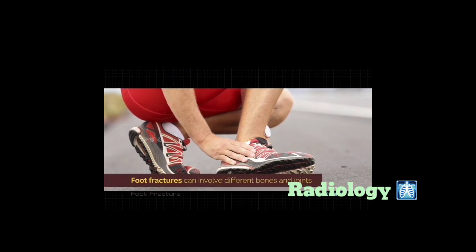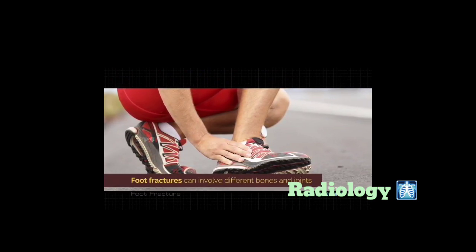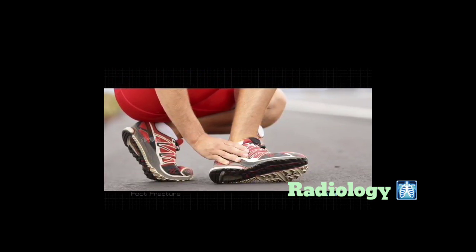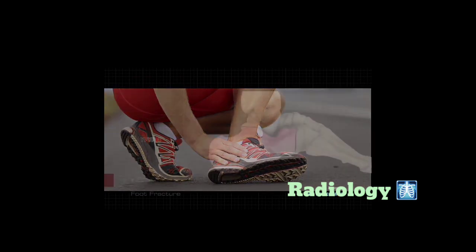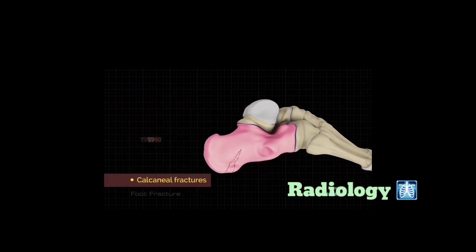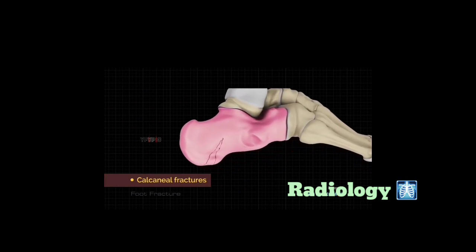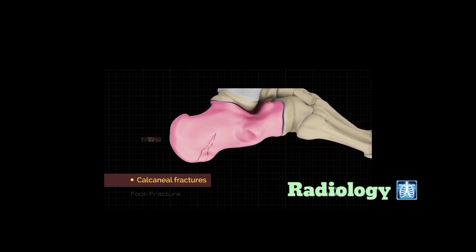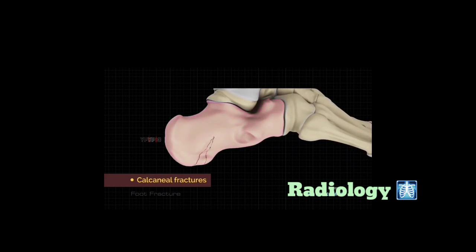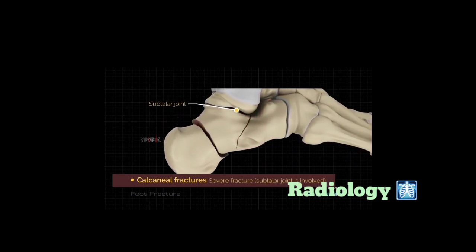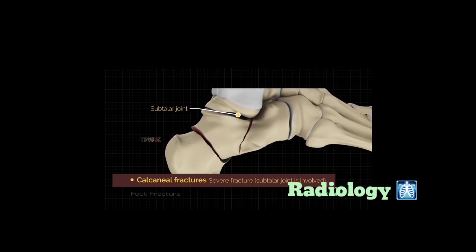Foot fractures can involve different bones and joints and are classified into several types. Calcaneal fractures. This type affects the heel bone and occurs mostly as a result of high-energy collisions. It can cause disabling injuries, and if the subtalar joint is involved, it is considered a severe fracture.